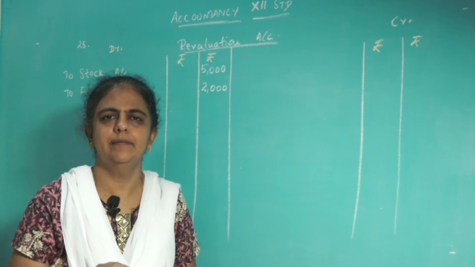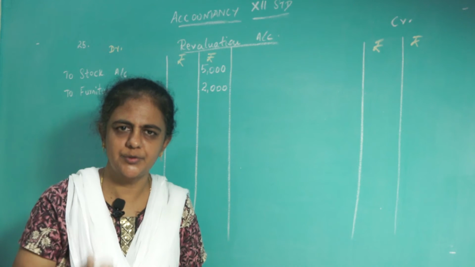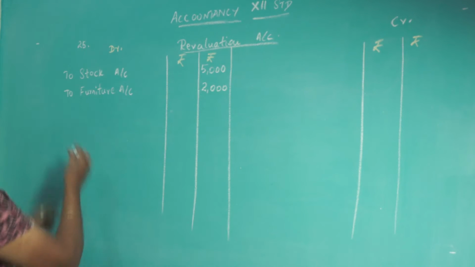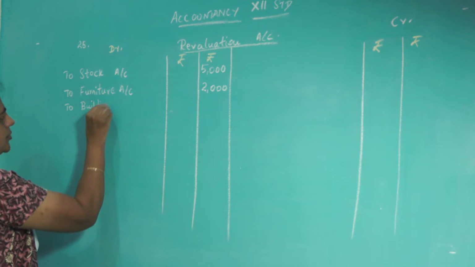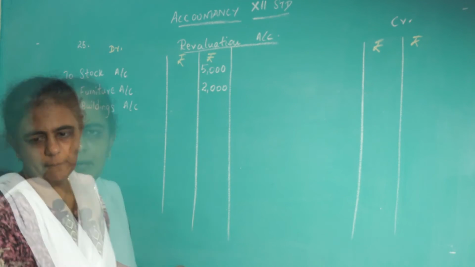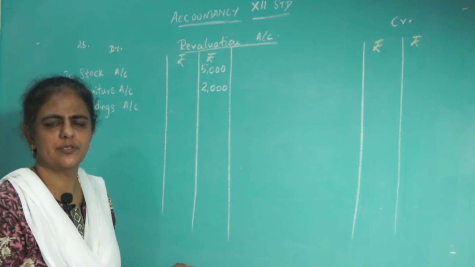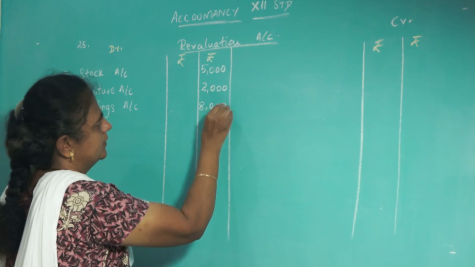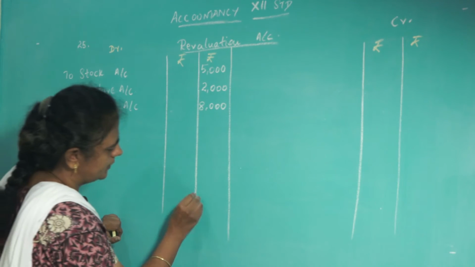Next, building value depreciated by 20%. Building is an asset. Asset depreciated means reduced. Asset reduced or decreased, it is a loss. So again put it on the debit side. To buildings, that is also depreciation, it is a loss. 20% loss. So what is the building value? See the question. Building value is 40,000 rupees. So 20% loss means what you must do? 40,000 into 20 by 100. So loss is 8,000. So nothing on the credit side, everything loss. Okay. So put the total 15,000 loss.